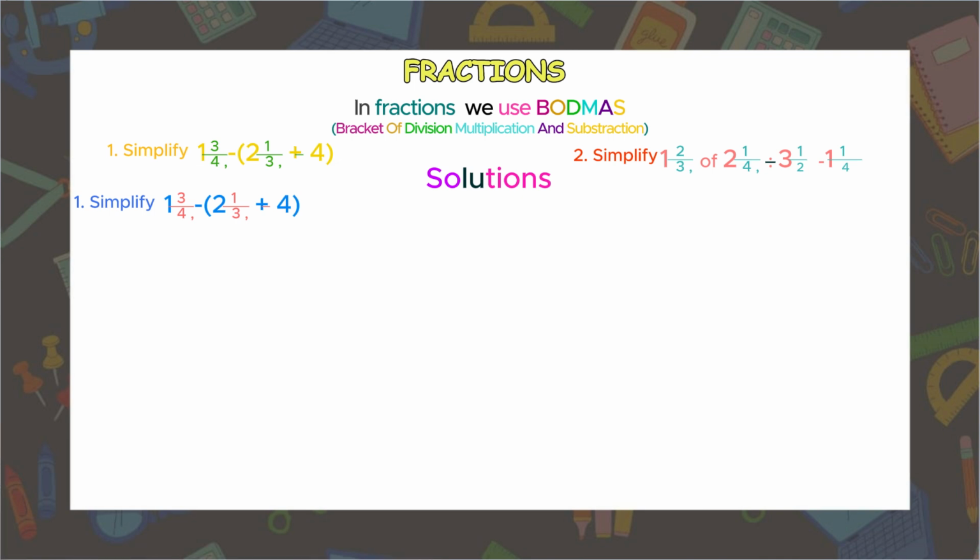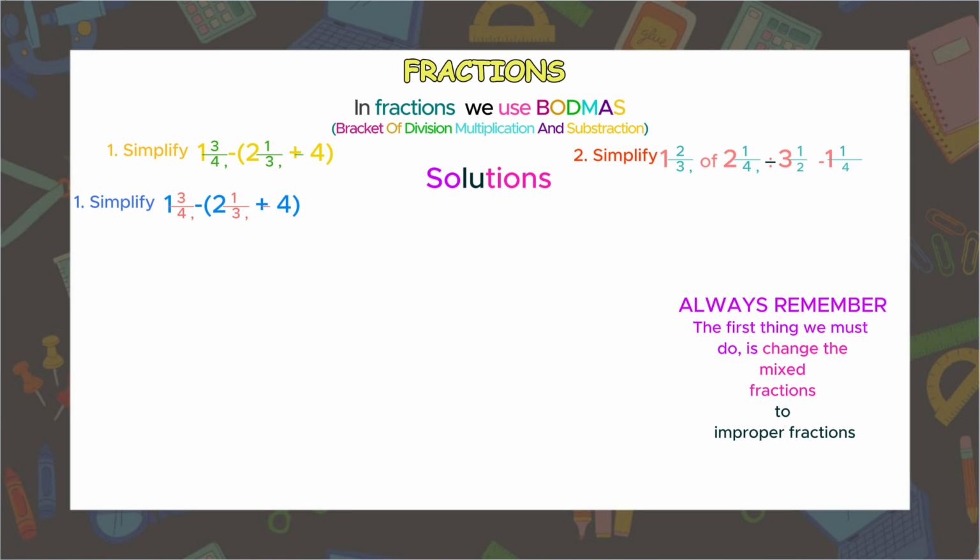Now the first thing here is to change the mixed fraction to an improper fraction. So how do we change? We multiply this one by this and add the numerator. That is 4 multiplied by 1 is 4, plus 3, that is 7 over 4, minus, into bracket, 3 multiplied by 2 is 6, plus 1, 7 over 3, plus 4. This one is 4 over 1. That is the interpretation of that.